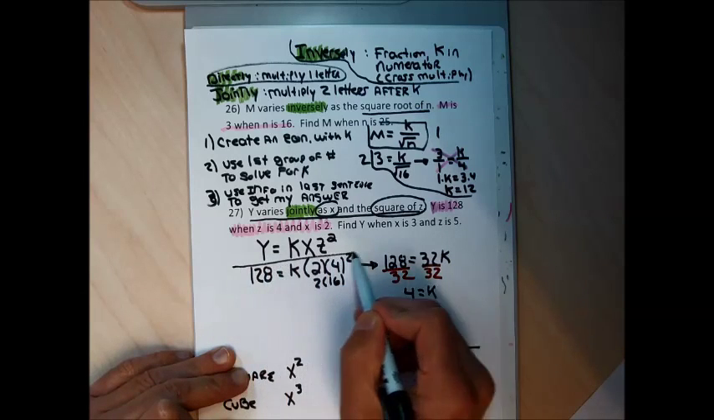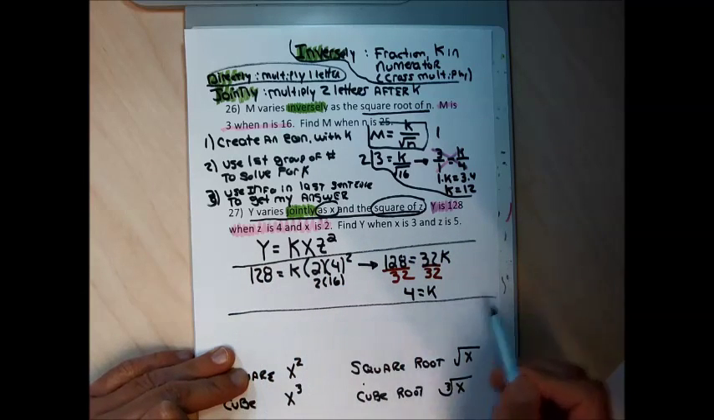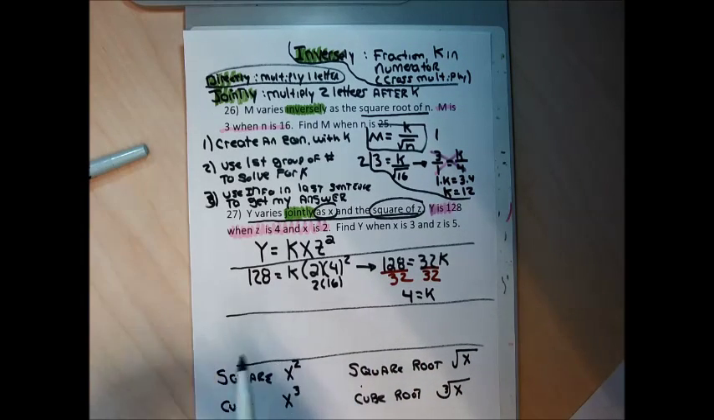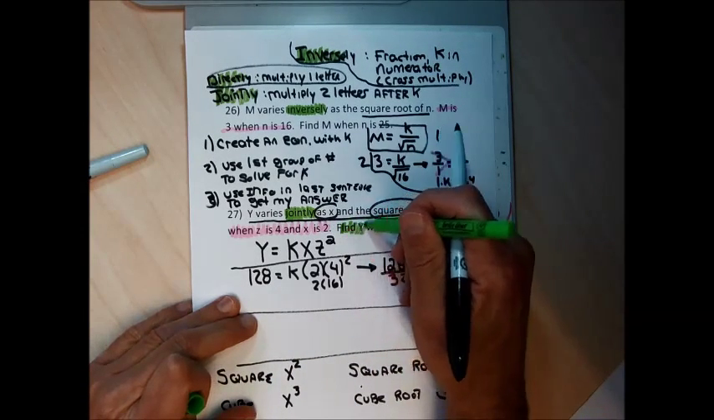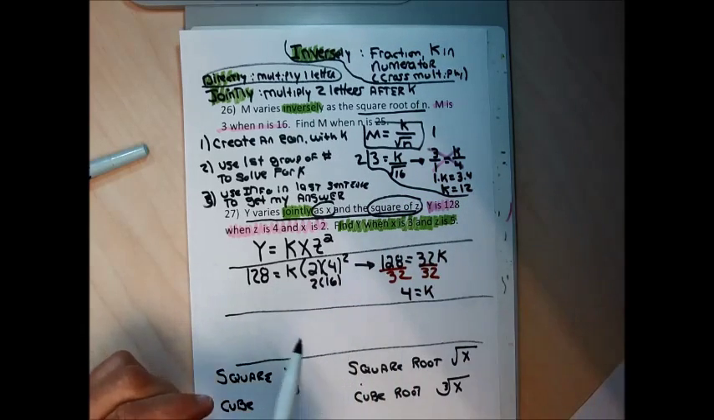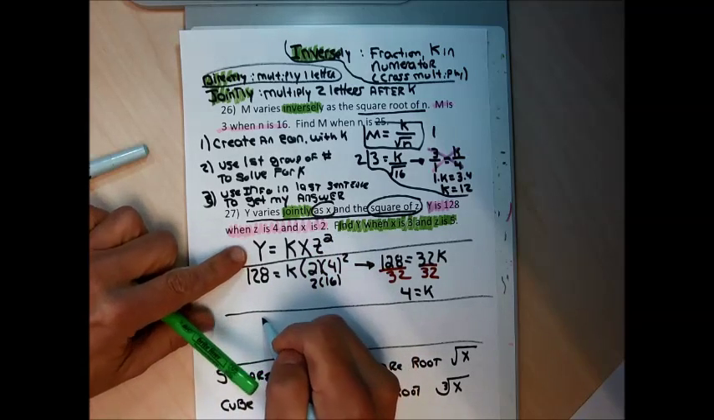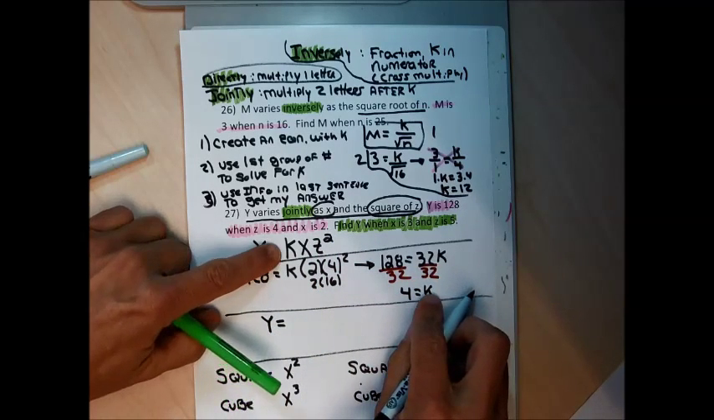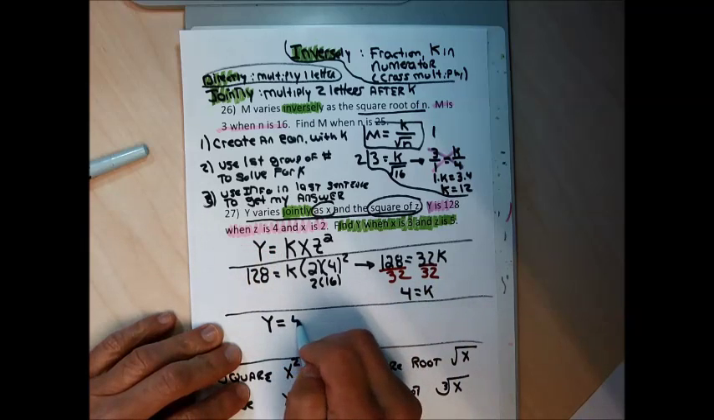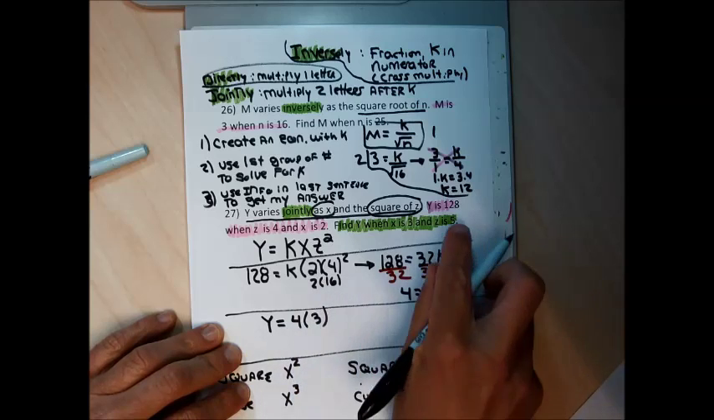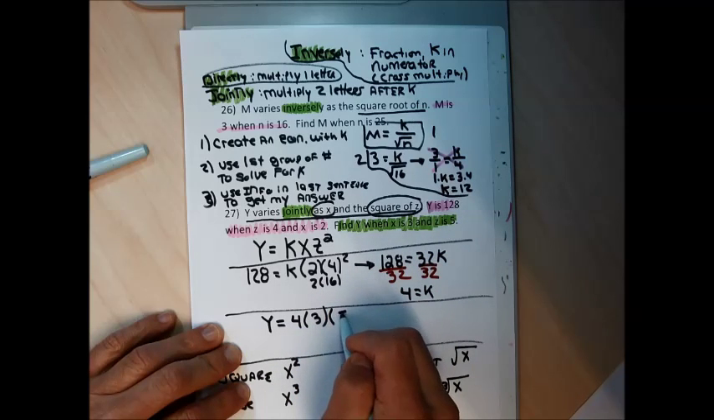So there's my first step, my second step. I'm going to sneak my last step in here. My last step wants me to use the information in the third sentence. Find y when x is 3 and z is 5. I'm finding y, so I'm going to leave y alone in this equation. In for k in this equation, I'm going to plug 4. In for x into that equation, I'm going to plug 3. And for z in that equation, I'm going to plug 5.